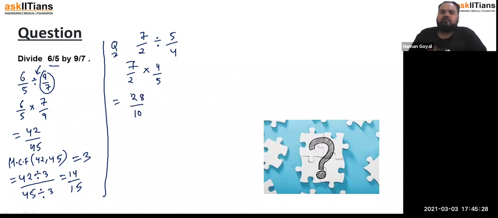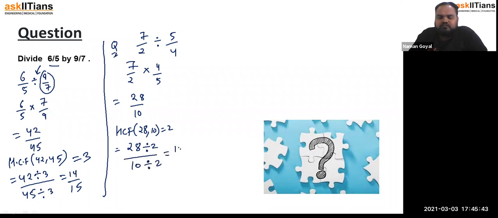Now again, this is not in simplified form. 2 is the HCF. So HCF of 28 and 10 is 2, right? So that number is written as 28 divided by 2 upon 10 divided by 2. So the answer for this particular problem is 14 by 5. Are you getting my point?